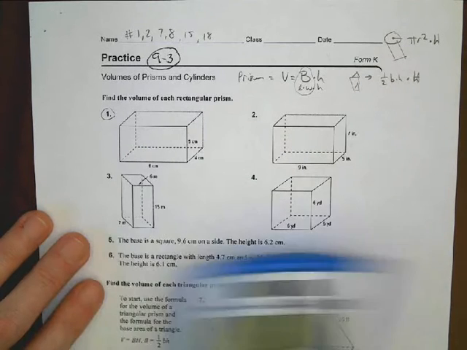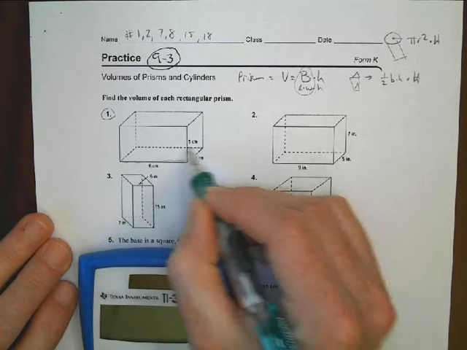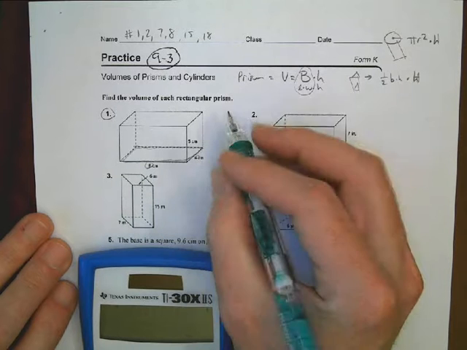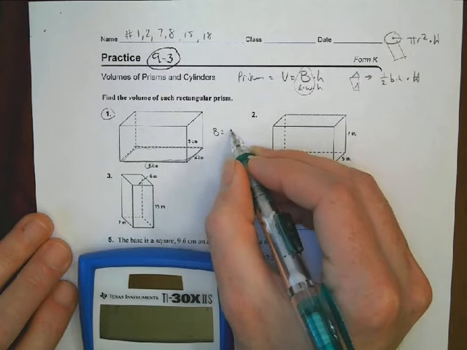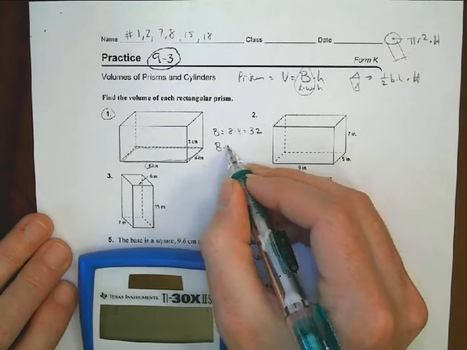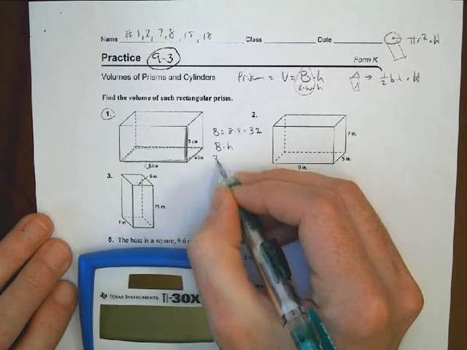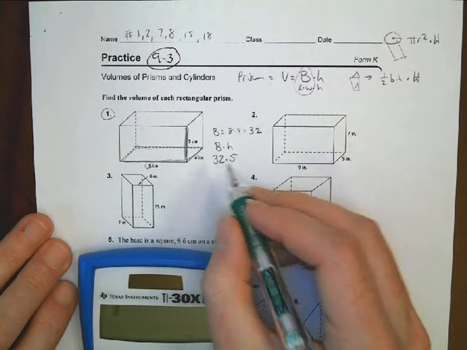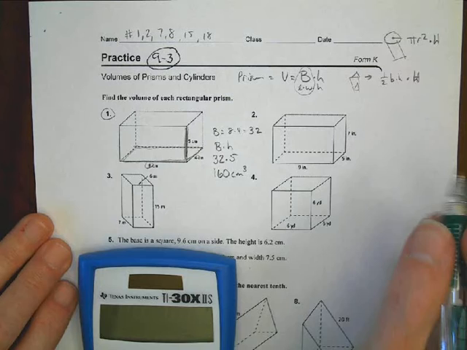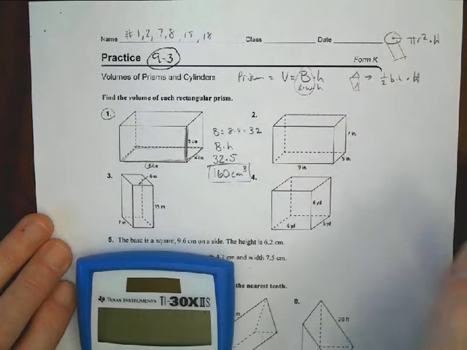Number 1, we have a base shape here on the bottom. This is our base, and we can see it has a length and a width, an 8 and a 4. So our base value is 8 times 4, which is 32. Now we'll take our base and multiply it by the height, which is 5. So that becomes 32 times 5 for a solution of 160 centimeters cubed. It's cubed because we have a centimeter times a centimeter times a centimeter, so it's 160 cubic centimeters.